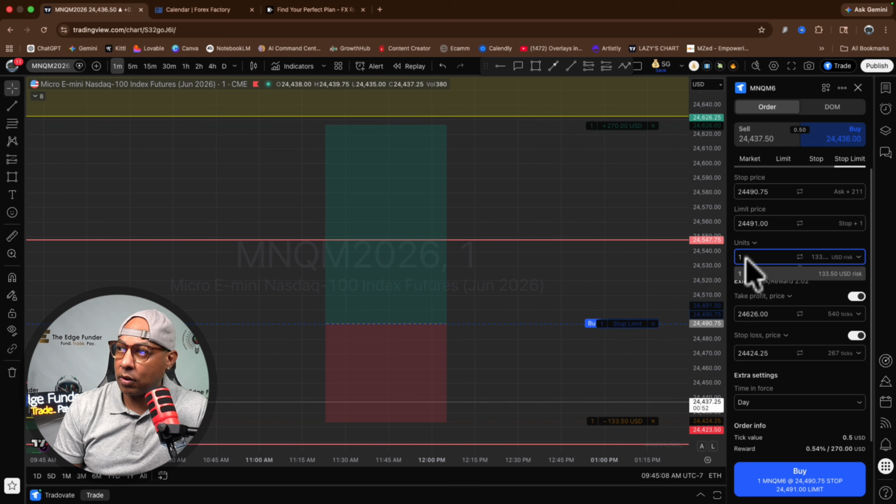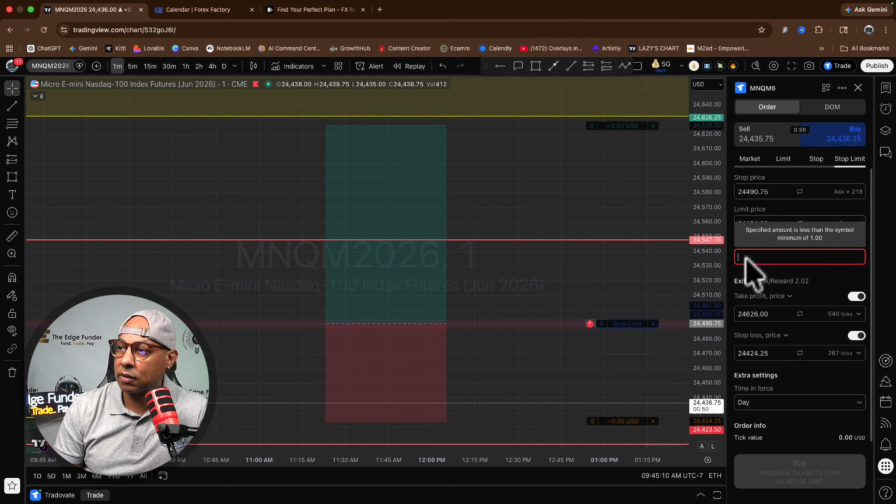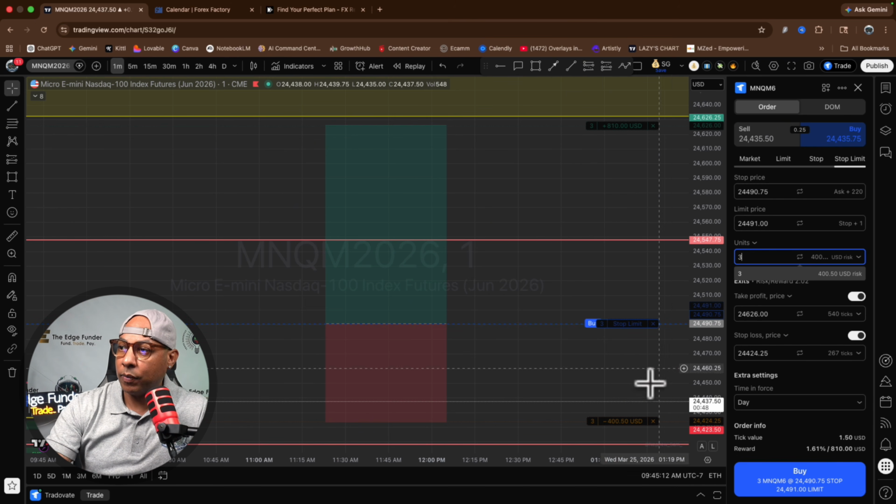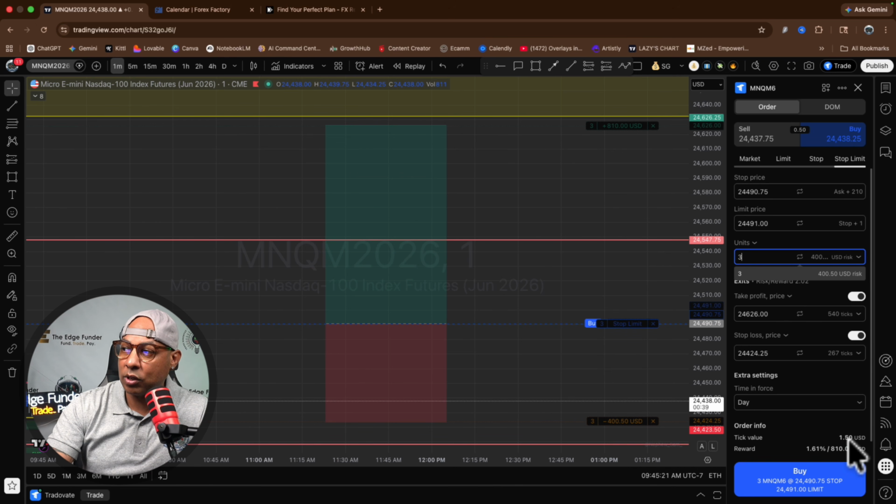Like I was showing you earlier, you can try 1 contract, 2 contracts, because as you see, these numbers are still changing. Take profit and a stop loss. So it gives you an idea of what your risk is going to be. This is how you can figure it out. It also shows you down here your tick value, right here, your tick value. And your reward on here is 1.61%. It even gives you that.